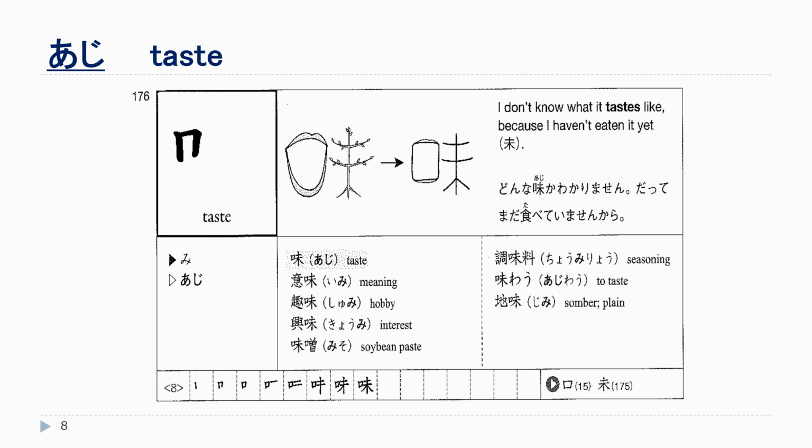Once again, 1, 2, 3, 4, 5, 6, 7, 8. One more time. 1, 2, 3, 4, 5, 6, 7, 8. Aji.